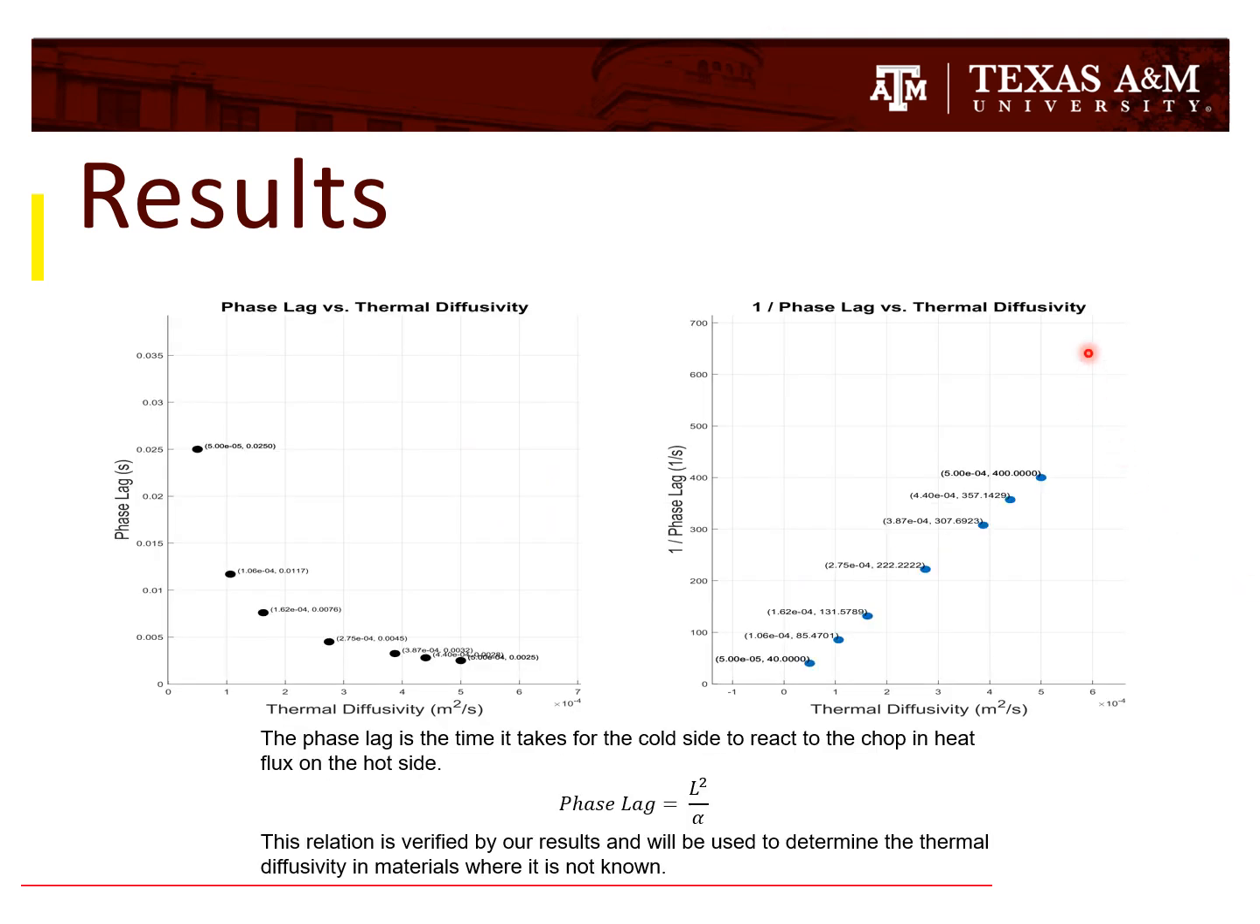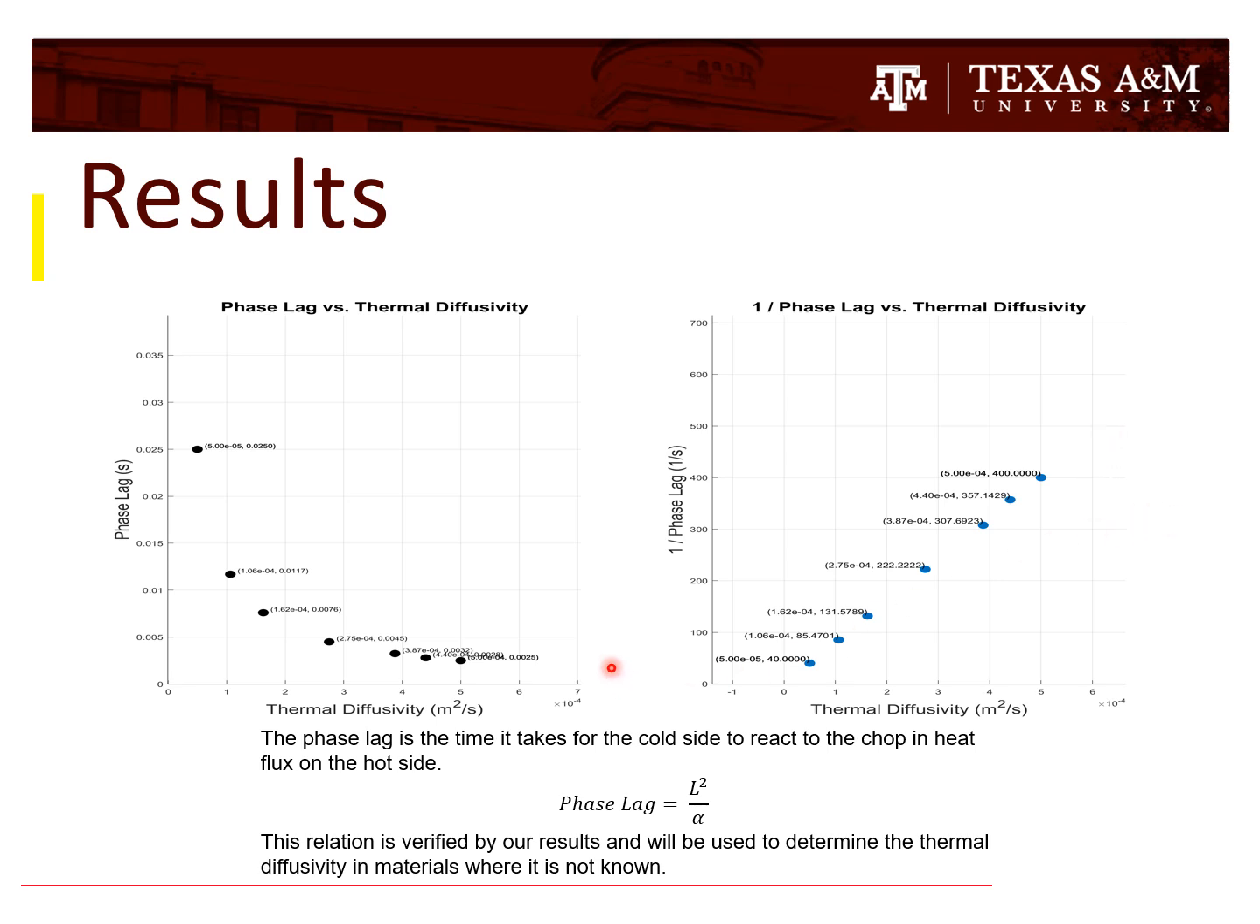Here we are plotting 1 over phase lag versus thermal diffusivity and phase lag versus thermal diffusivity in order to verify the relation between phase lag and thermal diffusivity. Initially, the relation is seen in the equation phase lag equals L squared over alpha. This implies that phase lag and alpha, or thermal diffusivity, are inversely proportional. That is verified in the graph to the right, where we see as our thermal diffusivity value increases, so does our 1 over phase lag, and they increase at the same rate, giving us a linear plot.